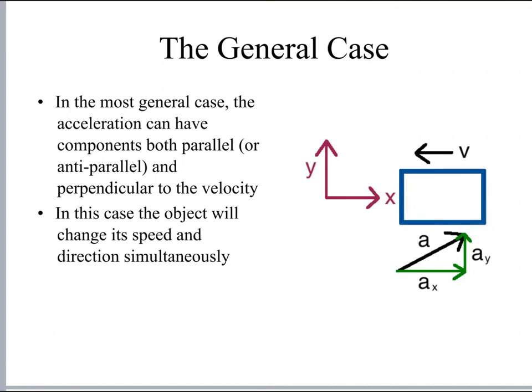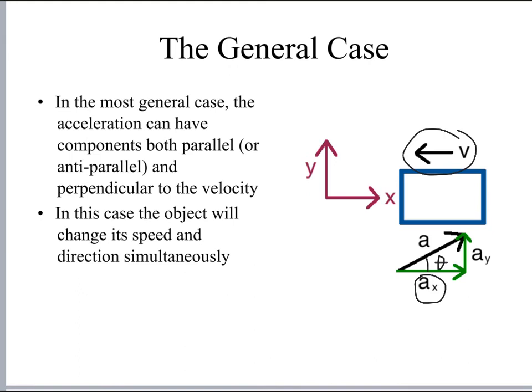Now, of course, we can look at a general case, and here I've got an object with a velocity that's pointing in the negative direction and an acceleration that's at some angle. And I could call that angle theta if I wanted, whatever angle I want to name it. But this acceleration has two different components, one that is parallel to the velocity and one that is perpendicular to the velocity. And so this a sub x, that's going to change the speed. Now, in this case, this a sub x is opposite direction of v, so that's going to slow it down. If the a sub x were in the same direction as v, it would speed it up.